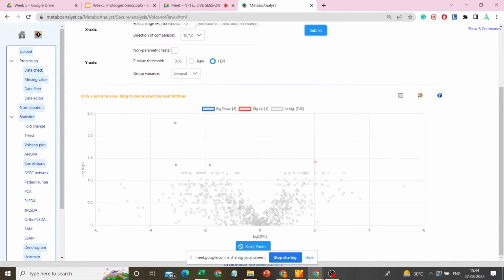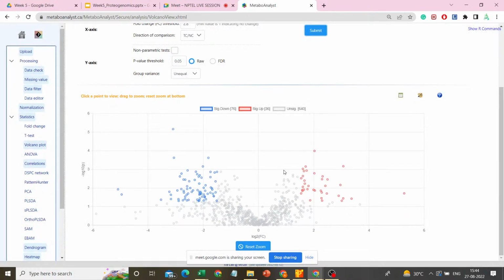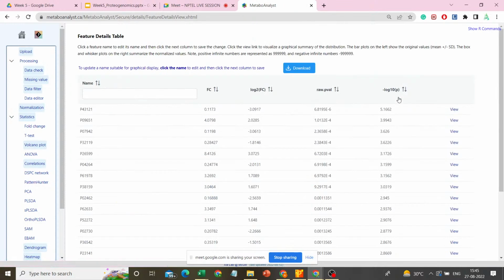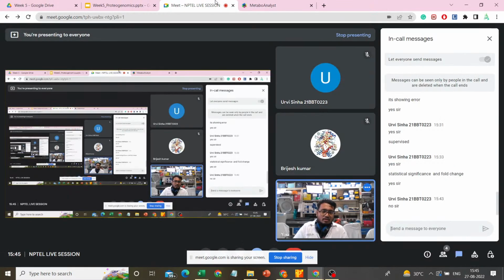you can see that these are the significantly upregulated proteins, and these are the significantly downregulated proteins. From here you can get which proteins they are, their fold change, their log2 fold change, their raw p value, their minus log10 p value, and finally you can find out what proteins are there and do a biological analysis. Okay, fine. This is one of the tools, MetaboAnalyst, from where you can do different kinds of analysis.